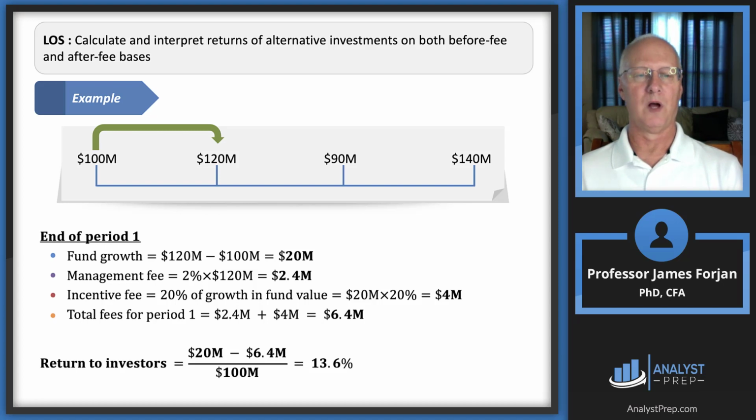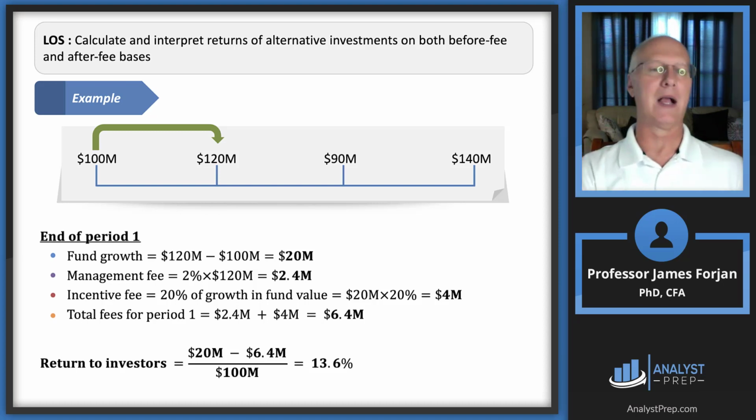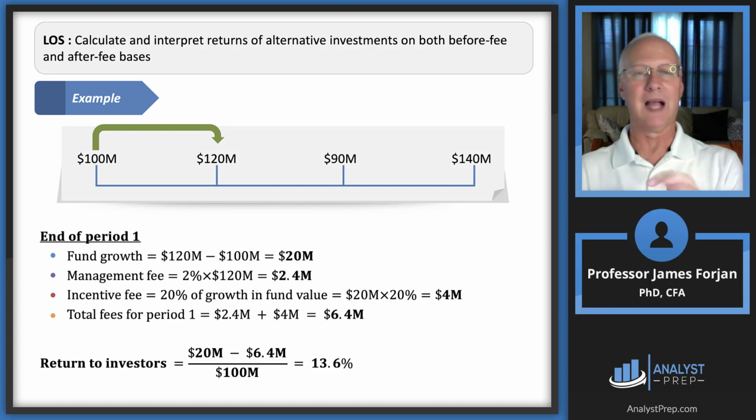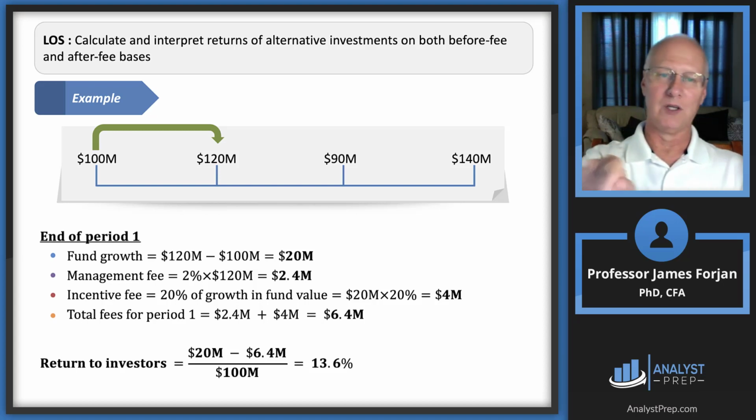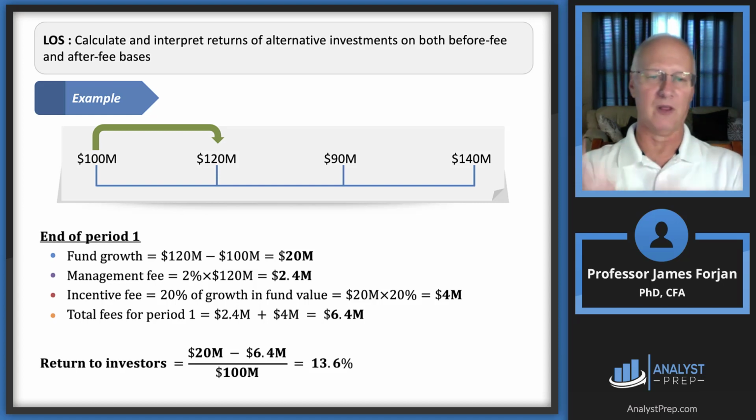So the end of period 1, fund growth, that's from 100 to 120. So there's 20 million, right? So that's 20%. However, we need to subtract out those management fees. Remember in that example we used way back, time value of money, if we're doing holding period returns and we receive interest payments or dividend payments, we add that to the holding period return. But here, that 120 at the end of period 1 reflects all that reinvestment. So we have to subtract out the management fee.